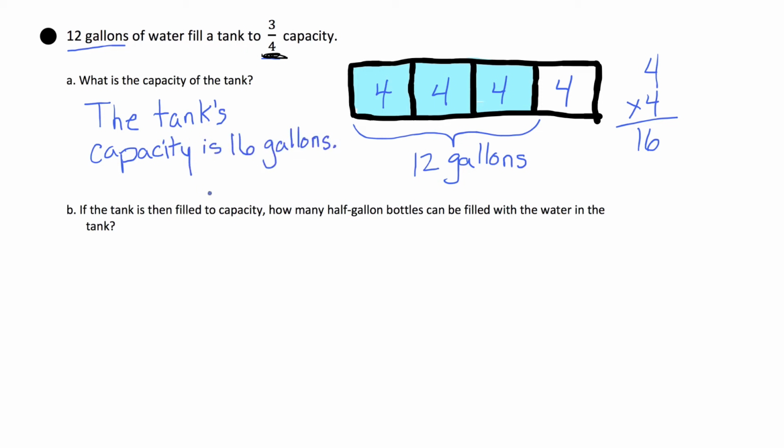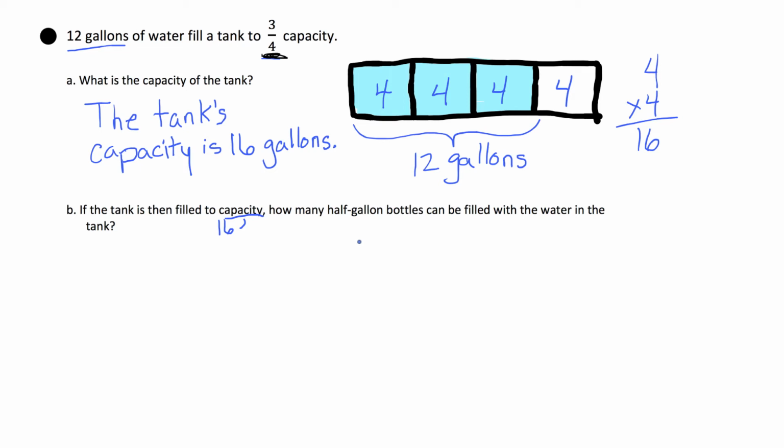Okay, so that's part A. Let's take a look at part B. Part B says, if the tank is then filled to capacity, how many half-gallon bottles can be filled with the water in the tank? We know that if the tank is filled all the way up, it's 16 gallons. We know that 16 gallons is its capacity.